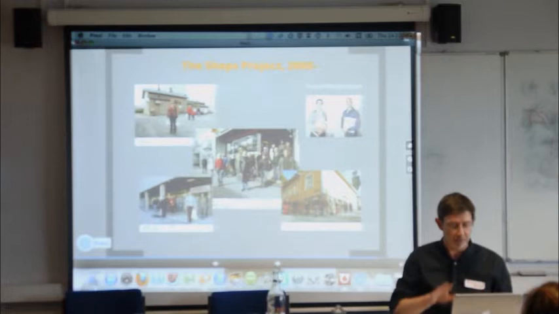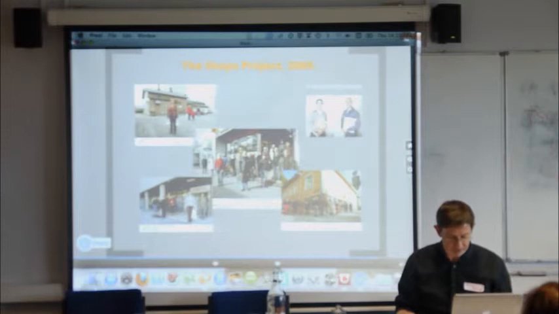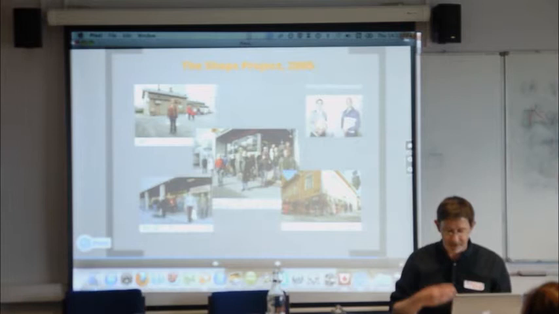The basic idea is that they go to a town. It's usually associated with some kind of arts festival. They get invited. And they approach various shopkeepers and they say, can you persuade as many of your customers as possible to come back tomorrow to have their photograph taken outside your shop?